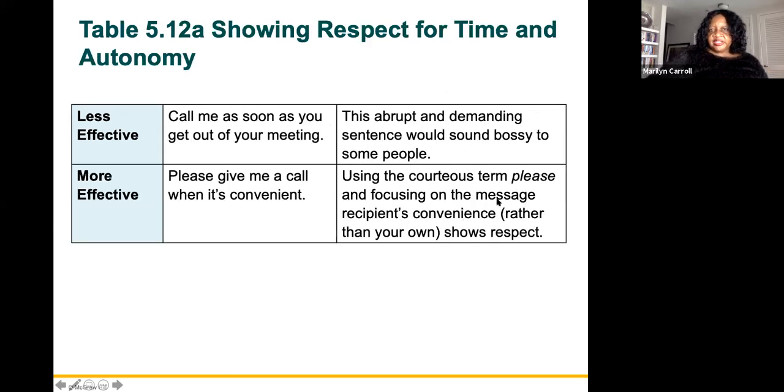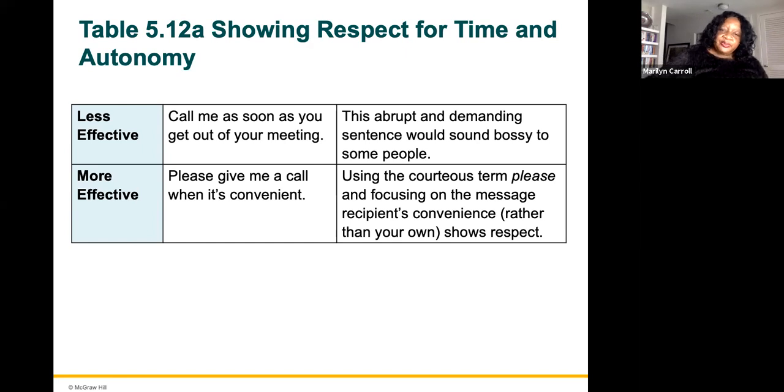So, showing respect for time. Less effective would be, "Call me as soon as you get out of your meeting." This abrupt, demanding sentence would sound bossy to some people. And I've gotten messages like this, and I thought, oof, what is going on? Am I going to get fired or something? Is somebody about to get me told? What is going on? Why this message?